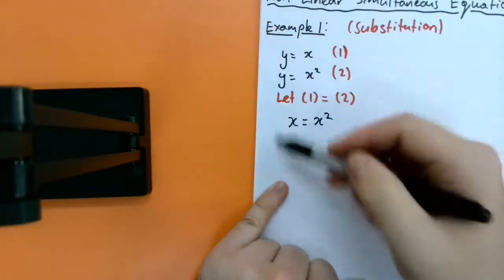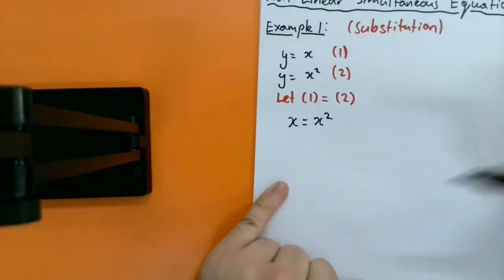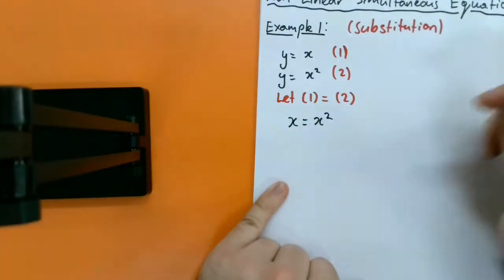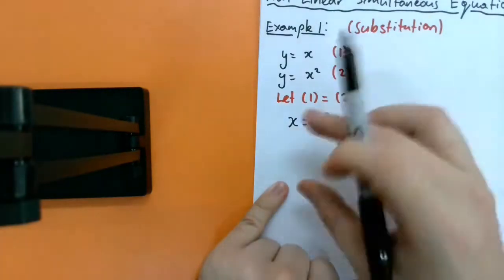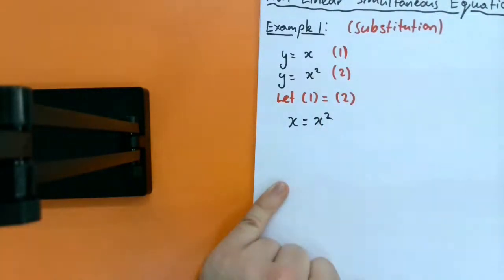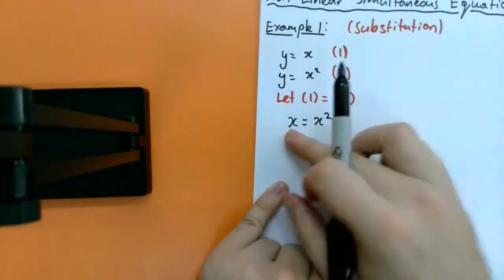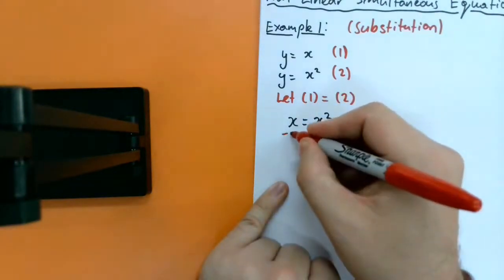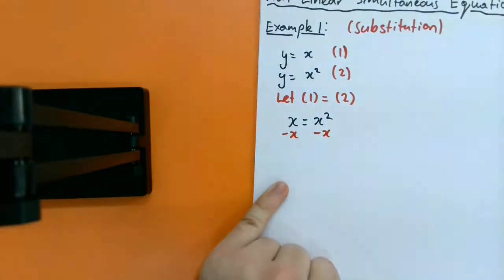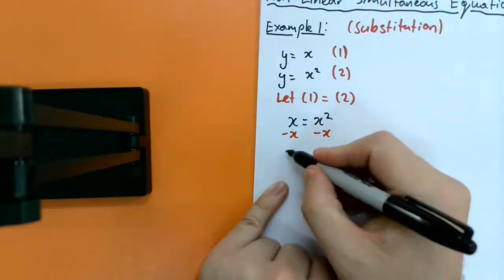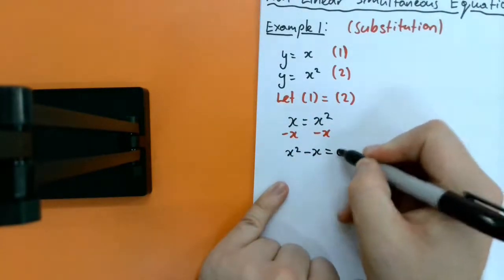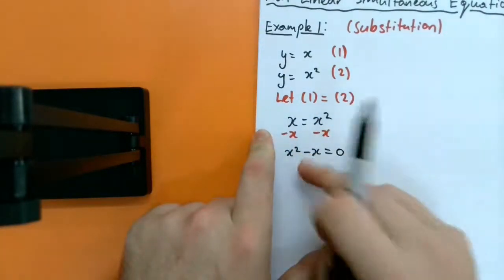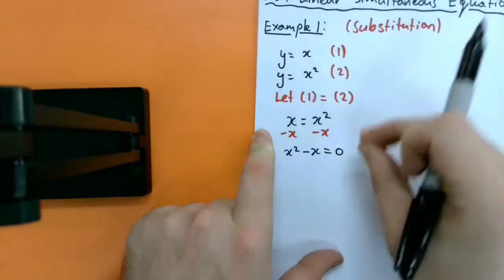And remember, the whole idea of simultaneous equations is to find the point of intersection. We can't really do anything with this at the moment. We can't factorize just yet. So what we need to do is get everything onto one side of the equal sign, so we're going to get everything equal to 0. We're going to minus x from both sides, and we end up with x squared minus x is equal to 0. Don't freak out, all I've done is switch the x squared minus x over to the left hand side and the 0 over to the right hand side.